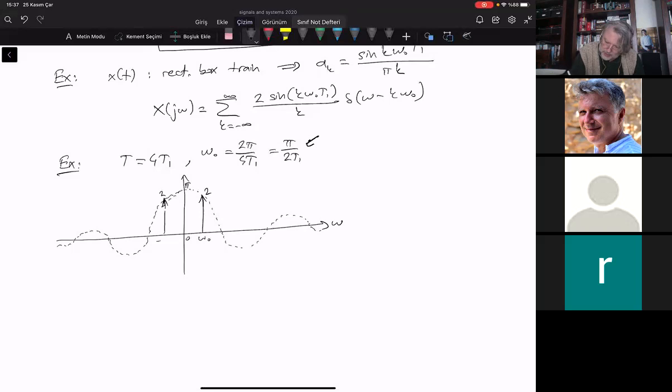This is 0. This is minus omega 0. This is 2 omega 0. And at that point, or minus 2 omega 0, it makes a zero crossing. So the Fourier transform is 0. And then I will have a negative one at 3 omega 0. At 4 omega 0, it's a 0. Here, a positive one, a 0, etc.